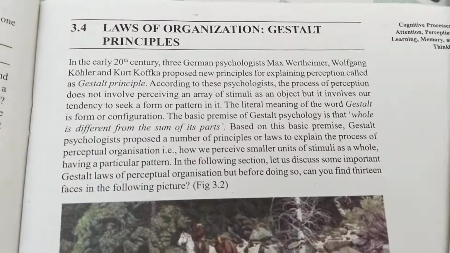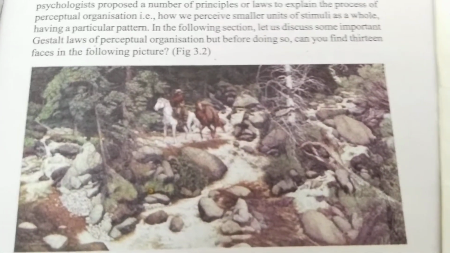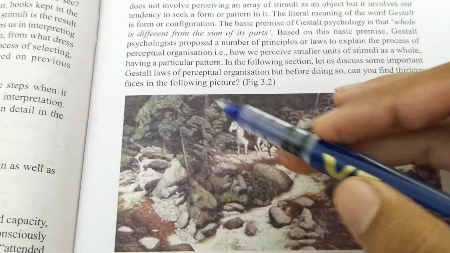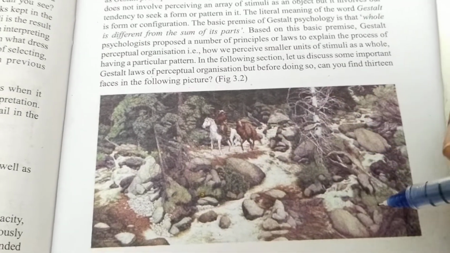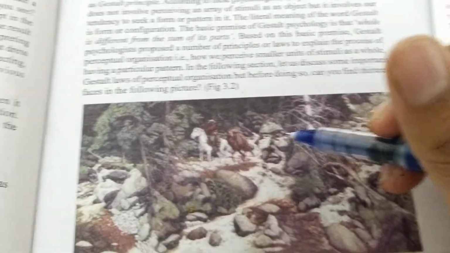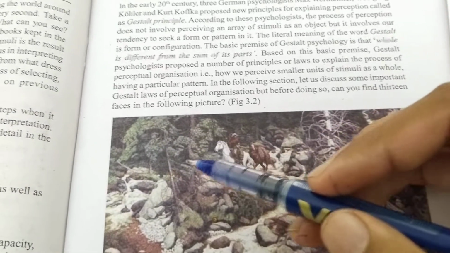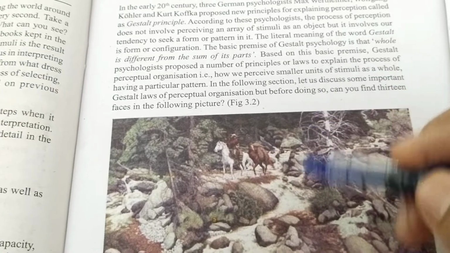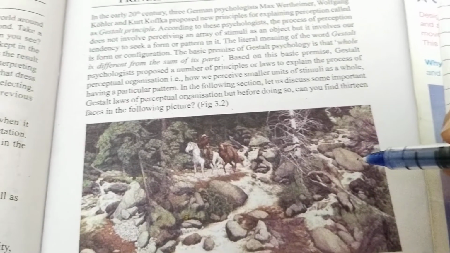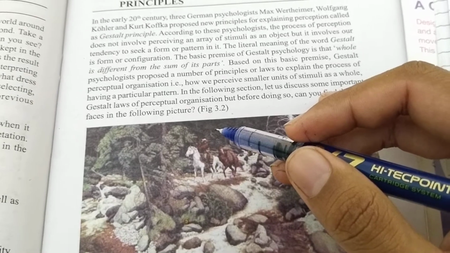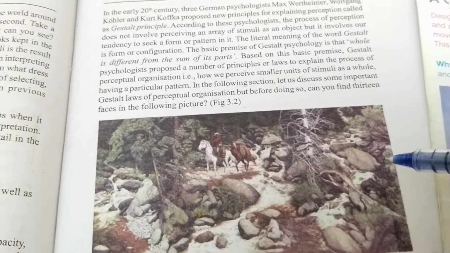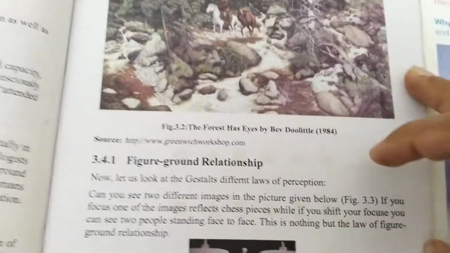But before doing so, can you find 13 faces in the following picture? I don't know. Let me try to see. Maybe one face is here. Second, third, fourth, fifth, sixth, seventh, eighth, ninth, 10th, 11th, 12th. I don't know. Let's try it again. 1, 2, 3, 4, 5, 6, 7, 8, 9, and then 10, 11. I think I could only find 11 faces in it, but I still wish you luck for all the 13 faces.